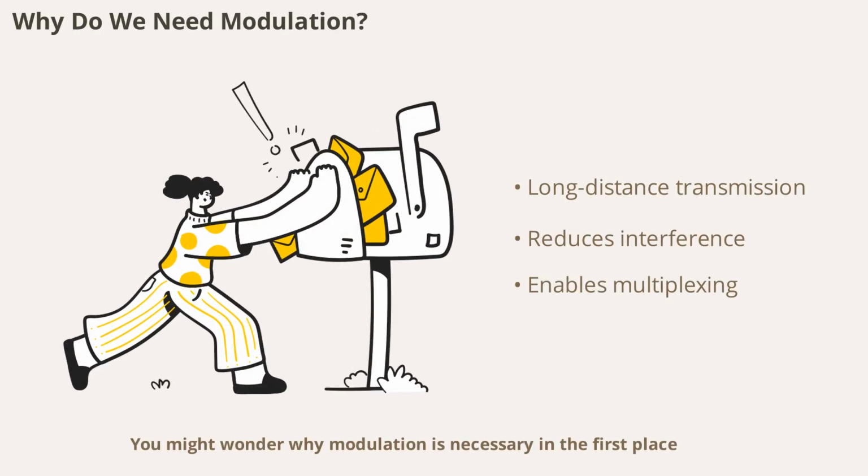You might wonder why modulation is necessary in the first place. The main reason is that raw signals, like human voice or data, often can't travel long distances effectively. Modulation allows these signals to be transmitted over various media, such as radio waves or cables, by adapting them to frequencies that can travel farther and with less interference. This process also enables multiple signals to share the same channel without mixing up, making communication more efficient and reliable.